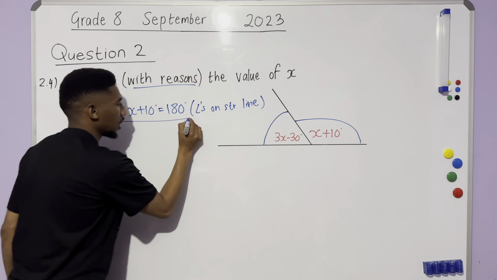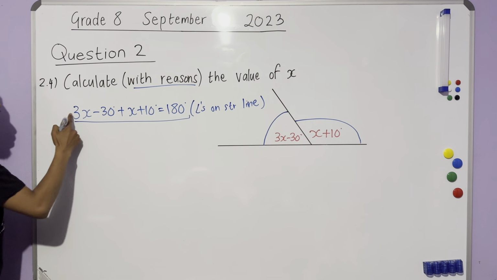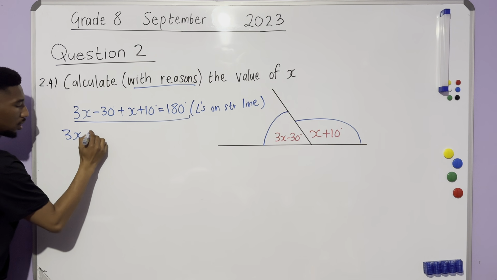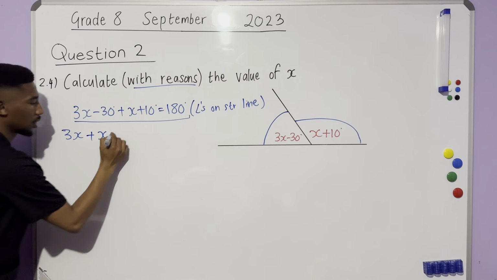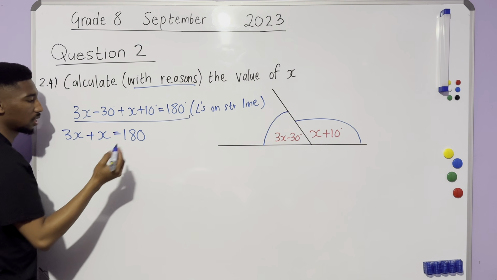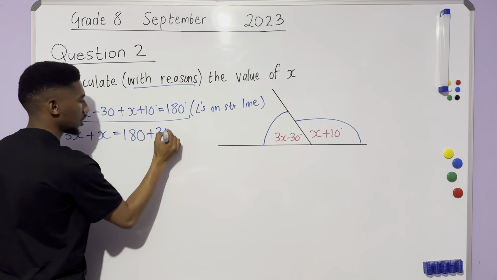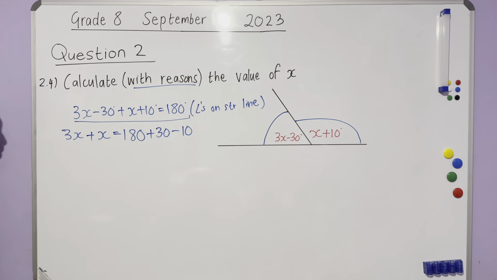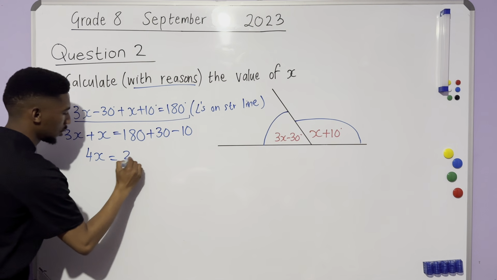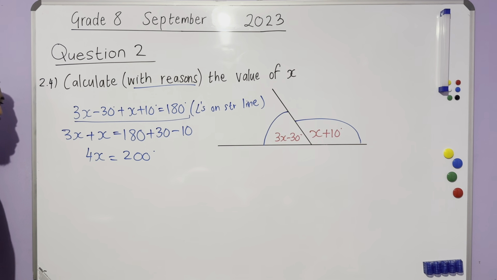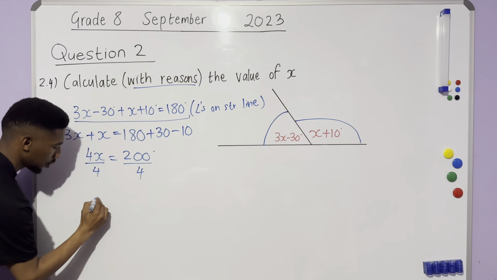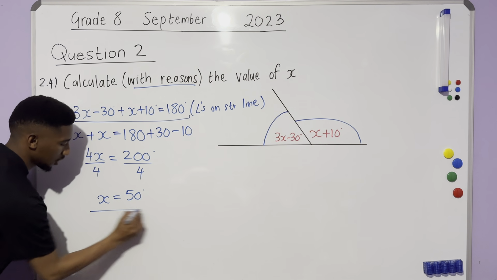From that, again, we have an equation, and we're going to solve this equation. We have 3x, and we're going to put like terms together, equals 180, and you're going to take the minus 30 and the plus 10 as inverses, so it is plus 30 and minus 10 degrees. Then you have 4x is equal to 200 degrees over there, and then we divide by the 4, x is equal to 50 degrees.